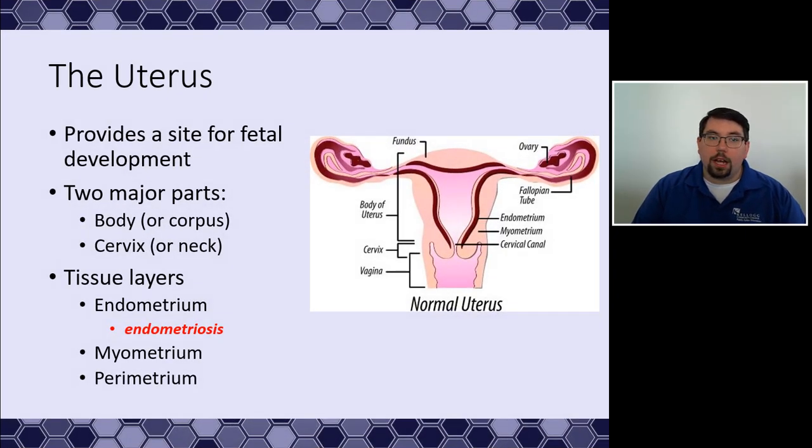The uterus itself provides a site for fetal development like we had talked about. The biggest issues that we're dealing with here are going to be the two primary locations, the upper portion and the lower portion. The top portion is also referred to as the corpus or the body of the uterus. So you have to think about it like this pear-shaped organ. The top portion up here is going to be your body, and then down towards the base of that where it kind of comes down together, that's going to be your cervix or your neck.